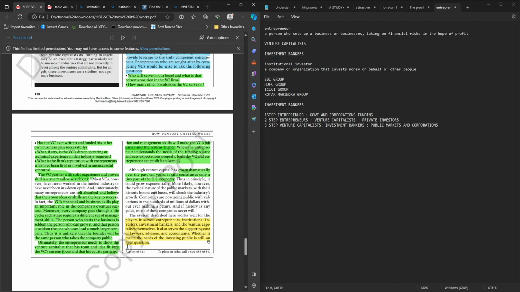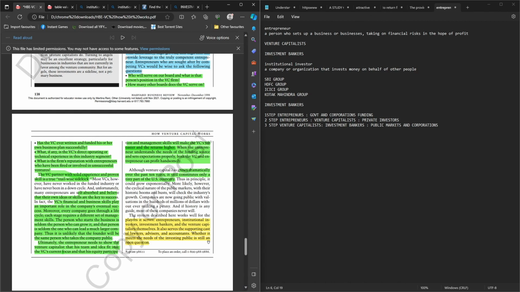Ultimately, the entrepreneur needs to show the venture capitalist that his team and idea fit into the venture capitalist's current focus and that his equity participation and management skills will make the venture capitalist's job easier and the returns higher. When the entrepreneur understands the needs of the funding source and sets expectations properly, both the venture capitalist and entrepreneur can profit handsomely.